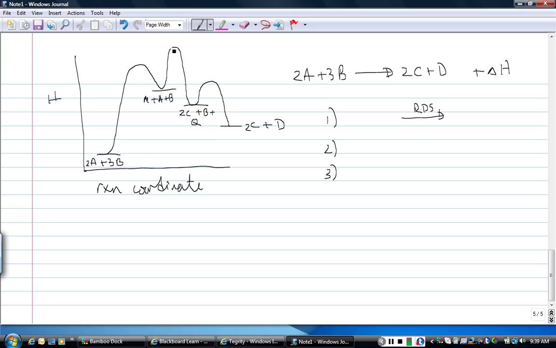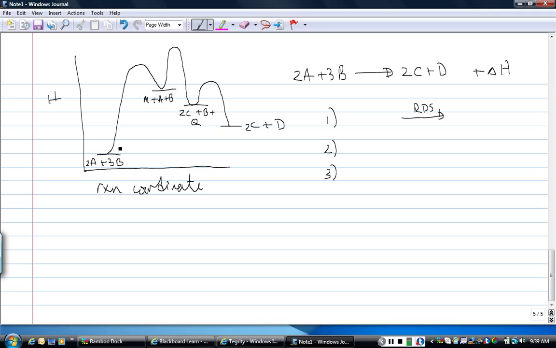The rate determining step is the one with the highest gap between the preceding minimum and the transition state. Okay? So even though the transition state here is the highest, the gap between it and the preceding minimum is actually only the second highest in the system. It is therefore not the one that dictates the rate of the reaction.